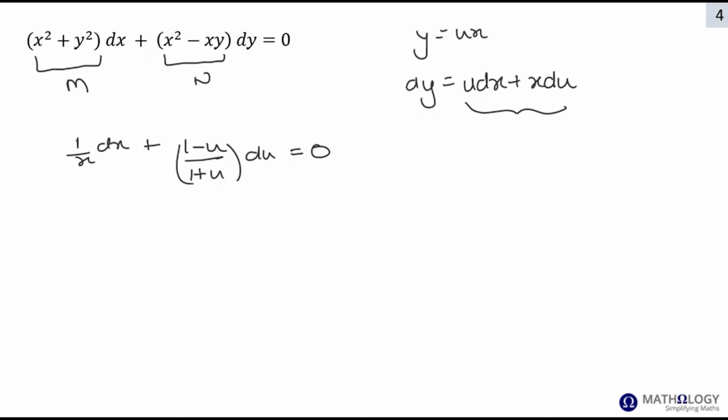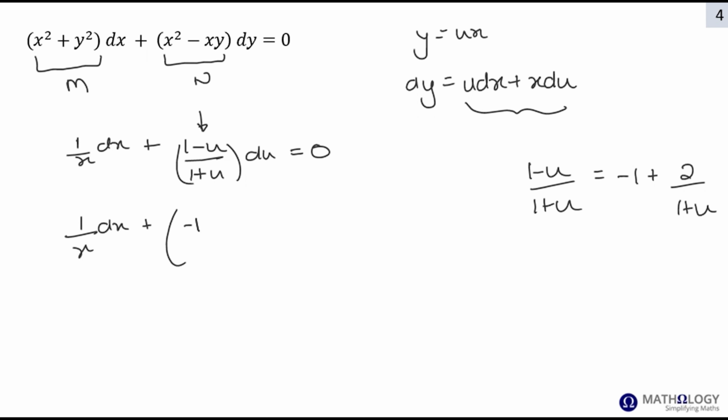Before integrating this expression here, 1 minus u over 1 plus u, we want to put that into a bit of a more friendly form. So this expression 1 minus u over 1 plus u, after some manipulation, equals minus 1 plus 2 over 1 plus u. So we have 1 over x dx plus minus 1 plus 2 over 1 plus u du equals 0. And we can now integrate each of these expressions.